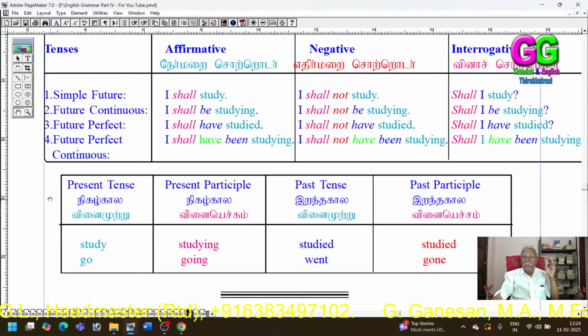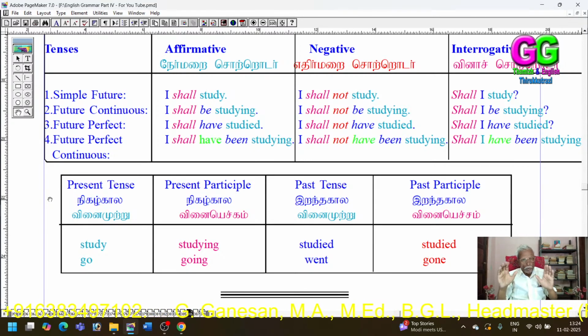My dear children, again and again I have to remind you that in English, not only in English, in all the languages spoken in the world, every verb has four forms: present tense, present participle, past tense, and past participle. You should know all these four forms.